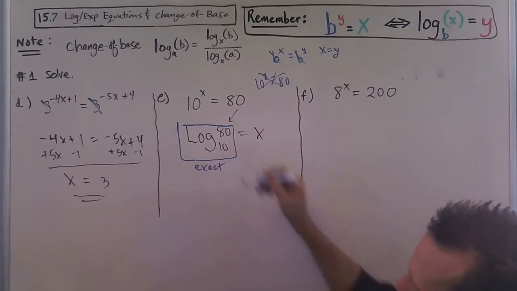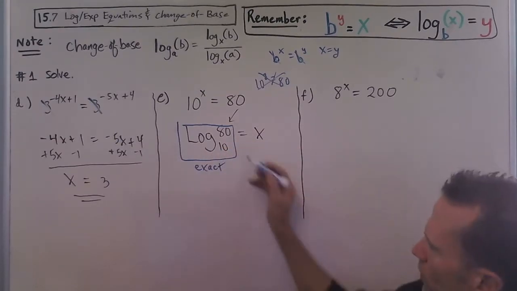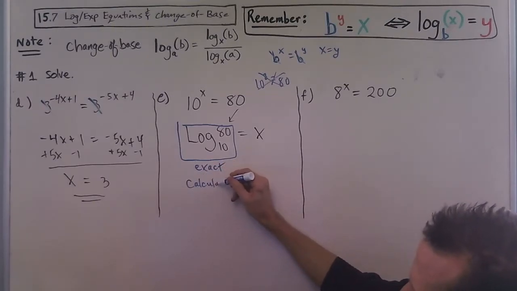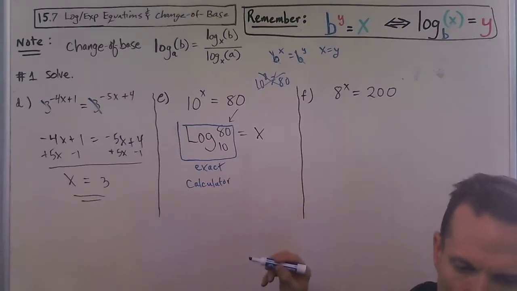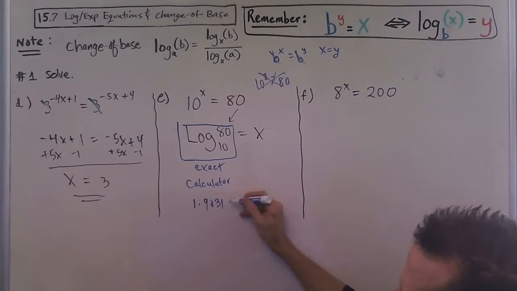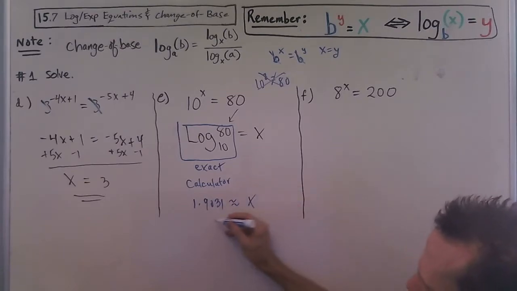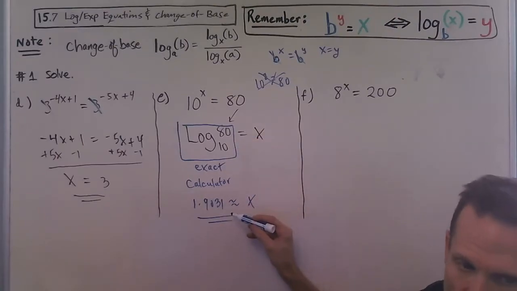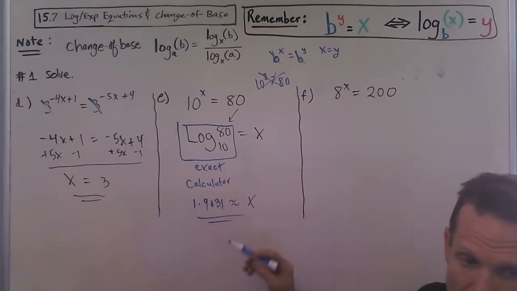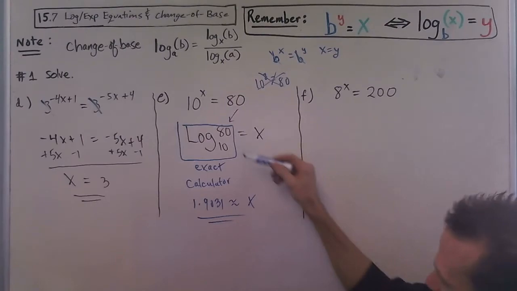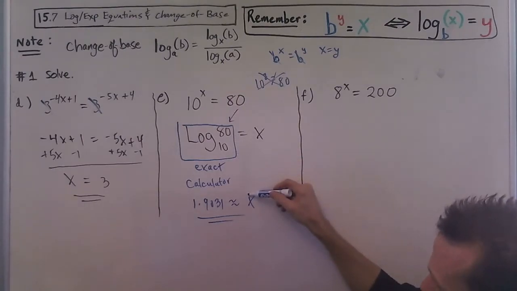But they say round to 4 decimal places. So what we do is we just use our calculator, okay? Use our calculator, and we can compute that. And what we find out is we get 1.9031 is approximately x. Okay? So this was the exact answer, and this is the estimated answer. And so remember, a logarithm is actually an exponent, because this is the value of x.